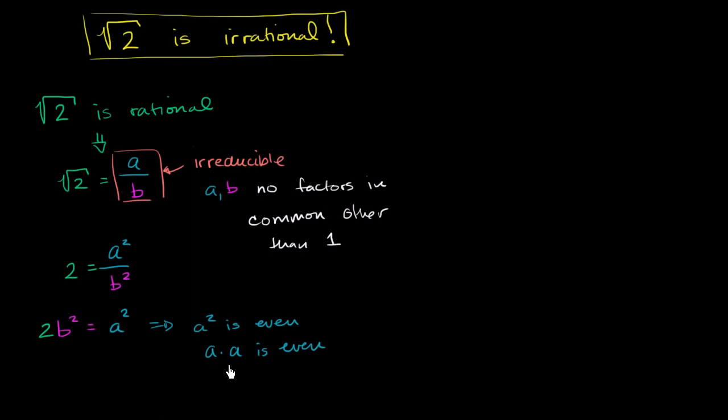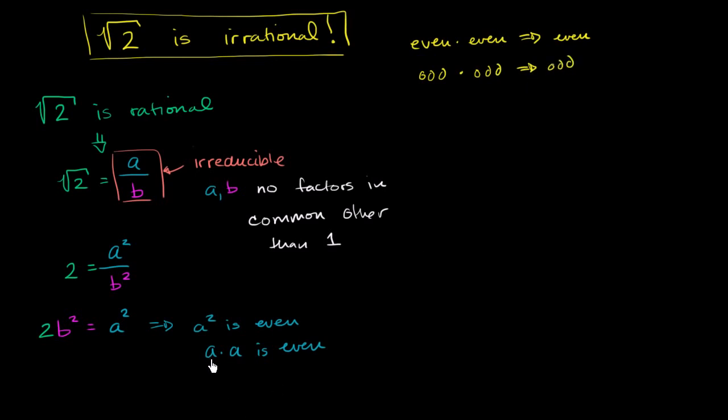So what does that tell us about a? Well, let's just remind ourselves. We're assuming a is an integer. A is either going to be even or odd. And we just have to remind ourselves, if we multiply an even times an even, we get an even number. If we multiply an odd times an odd, we get an odd number.